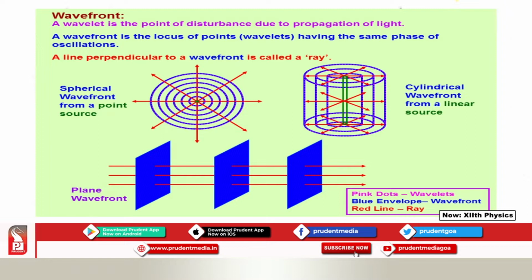See here, this is how the waves are spreading out from a point source. Now I am showing in blue color the spherical wavefront. You can see the blue one is the envelope covering all the spherical wavelets emerging from the point source. So, a spherical wavefront from a point source.